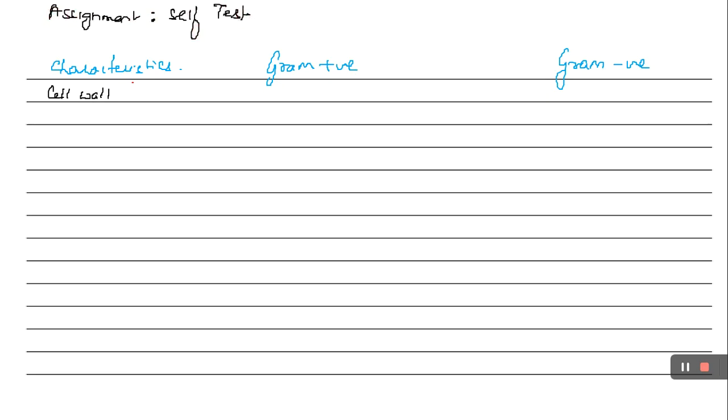For gram positive bacteria, how is the cell wall? The cell wall is made up of peptidoglycan, and if we stain it with crystal violet, here I write gram reaction instead of cell wall, they will retain crystal violet. If I stain the mixture of cells, gram positive bacteria will retain the crystal violet dye and become purple or blue.